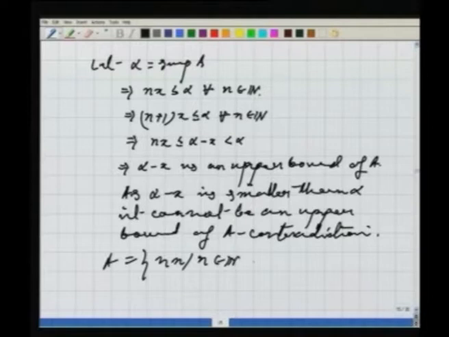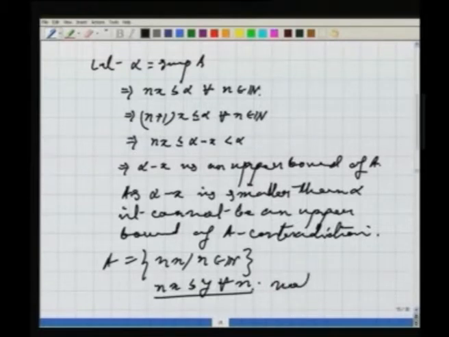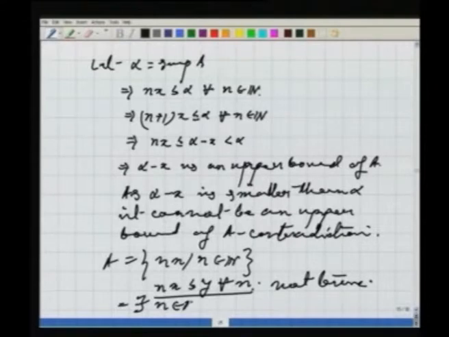And that means my supposition is wrong. That means this set A which I have defined, the collection of nx's, cannot satisfy that nx is less than or equal to y for all n. This is not true. Well, this is not true means there must exist some n for which this is false, that is, nx is strictly bigger than y. Well, that is what we wanted to prove.